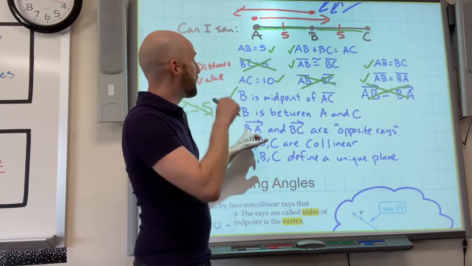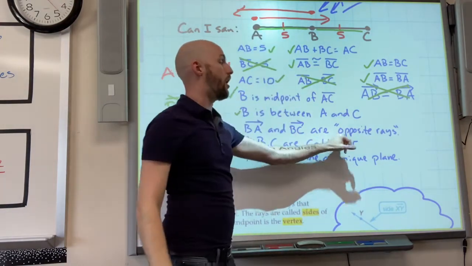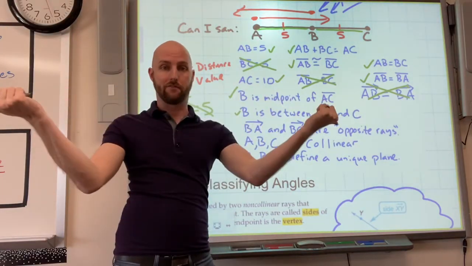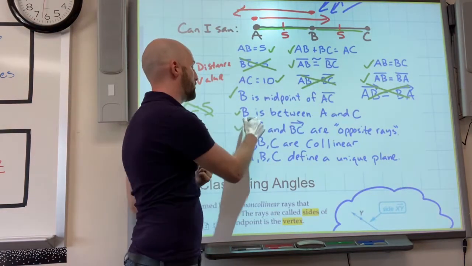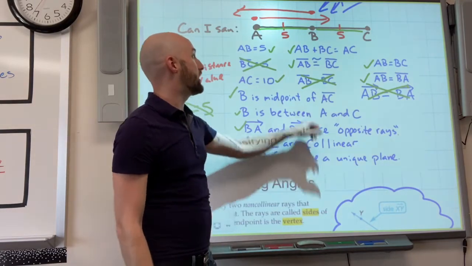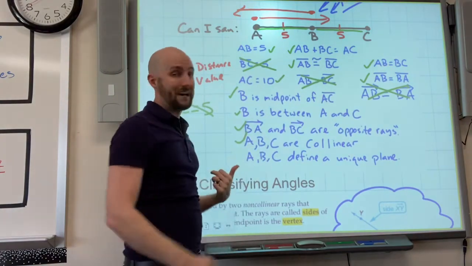Are the ray from B pointing to A and the ray from B pointing to C considered opposite rays? Yes, because they share an endpoint and they are pointing in opposite directions. As well, they make a straight line. Those are the requirements to be opposite rays. Are A, B, and C collinear, meaning are they on the same line if I were to extend this forever? Yes.